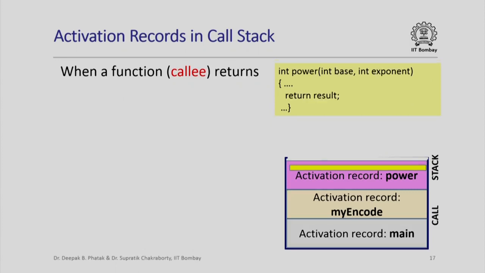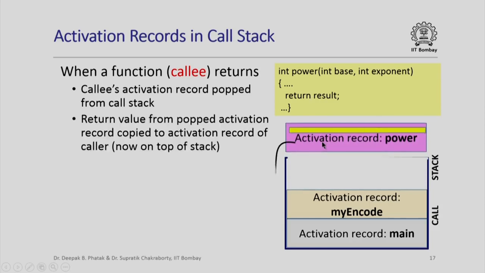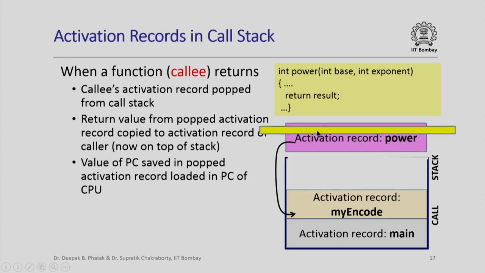What happens when a function returns? In this case, when the power function returns, its activation record is popped out from the call stack. The return value of this function, here we had a return result, the return value was residing in the activation record of the power. It will now be copied to the activation record of the caller, which is now on top of the stack. The value of the PC, which was the location in myencode where power was called, will be popped from this activation record and loaded in the PC of the CPU.